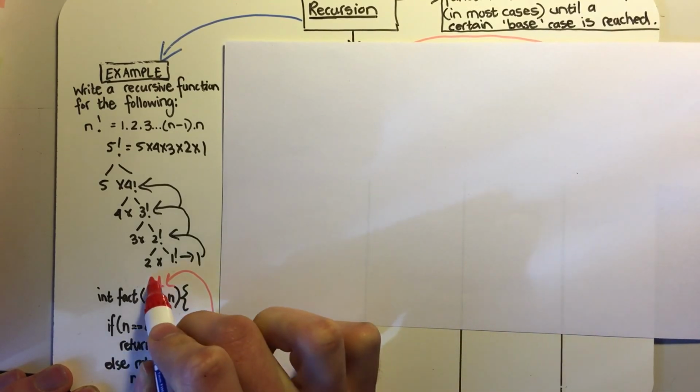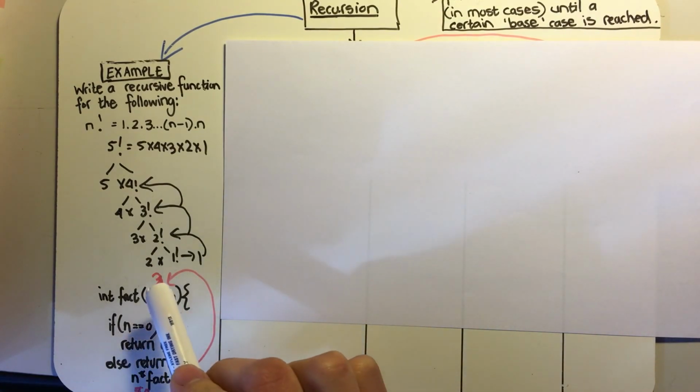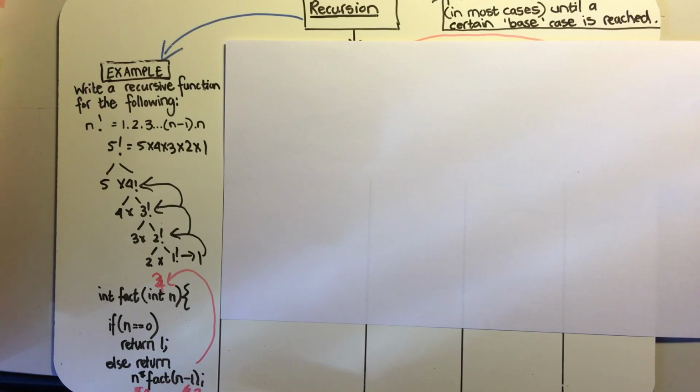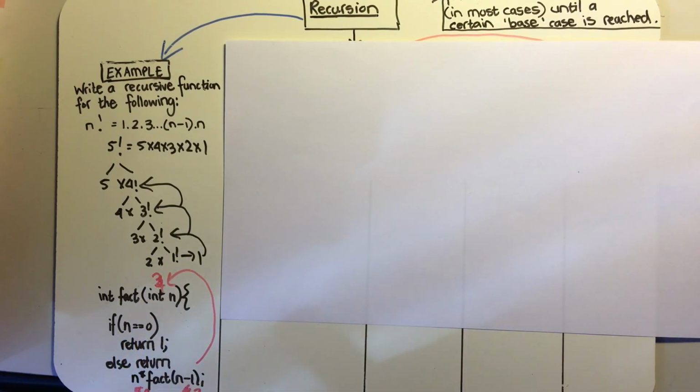Then it's going to send 3 into the top here. And then we're going to do 3 times 2 factorial, or factorial of 2. And it's going to send in 2. And then we're going to have 2 times 1 factorial. And eventually it's going to be 0.